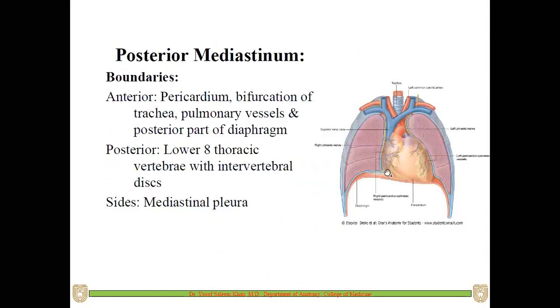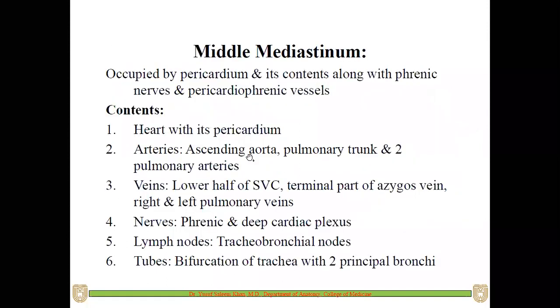Okay. So boundaries: anteriorly, in the front, we have the pericardium. Then the bifurcation of the trachea, pulmonary vessels and the posterior part of the diaphragm will all be forming the anterior boundary. Posteriorly we have the lower 8 thoracic vertebrae with the intervertebral disc.